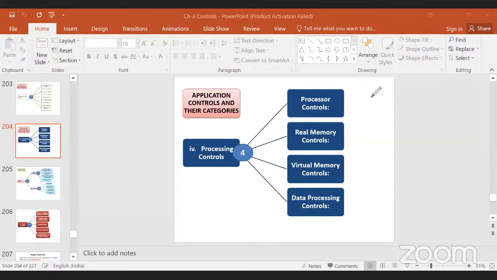So this concept is called virtual memory. You should have control over this virtual memory also. We will be studying this in chapter 4, while we are discussing cloud computing and grid computing. The last one is the data processing control.